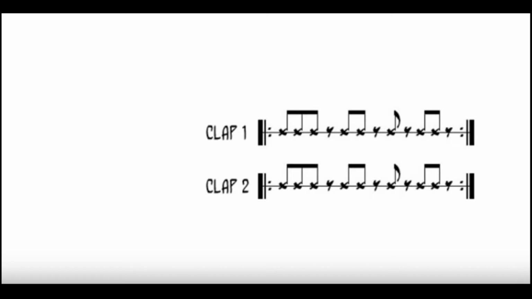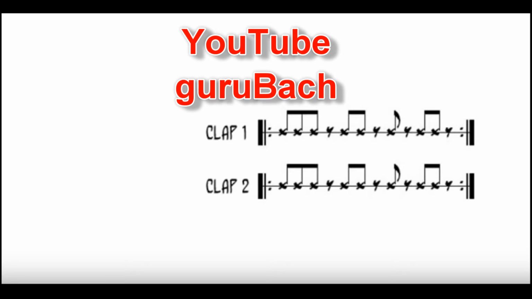In painting, an example of minimalism would be where you have a blank canvas with either one line or one dot representing the art. This is an example from Steve Reich called Clapping Music, featured in an animated YouTube score by Guru Bach.